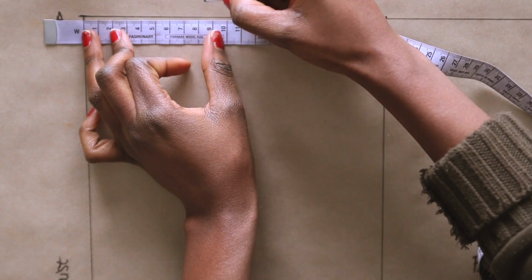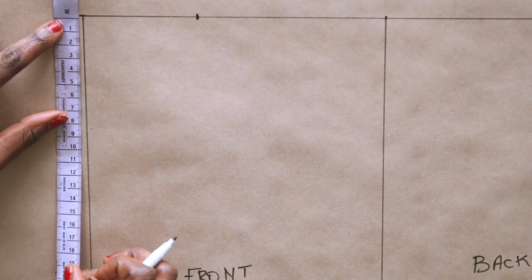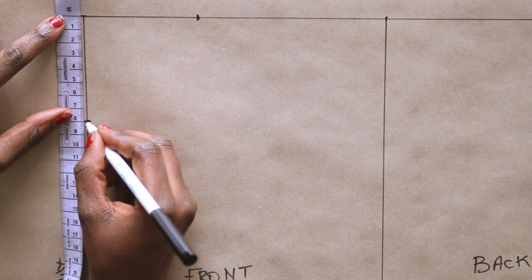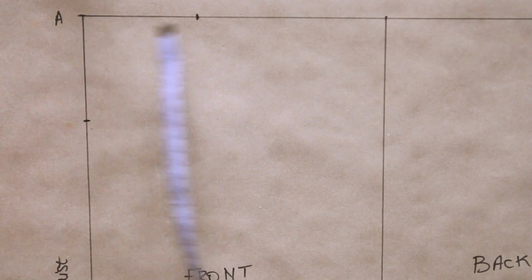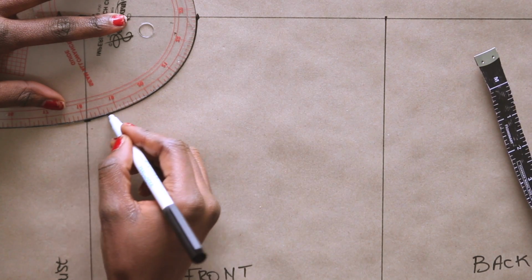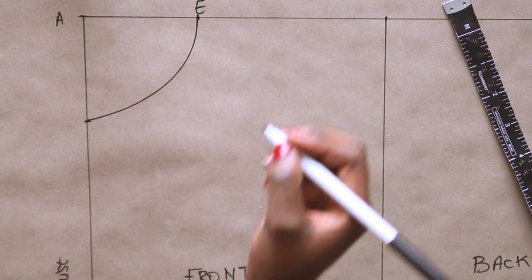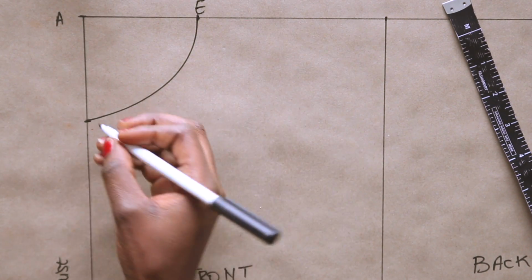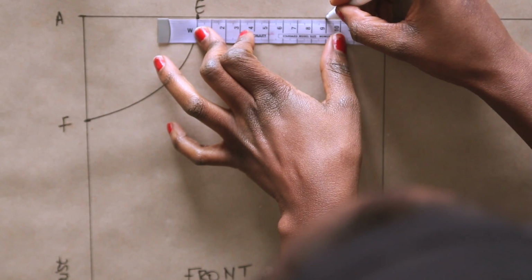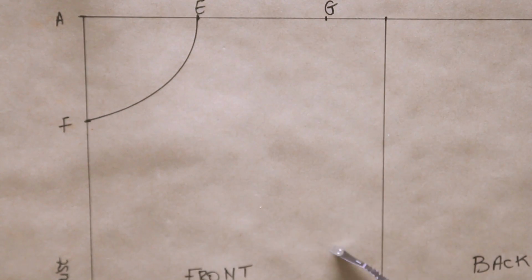On the front pattern, we will start by making our neck hole. Take your neck circumference, divide it by 4, then draft it on the corner of your rectangle like so. Connect the two dots with a French curve ruler and label them E and F. On the horizontal line, measure your shoulder slope from point E. Label the new point G.